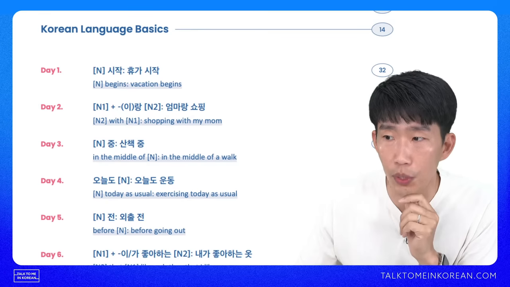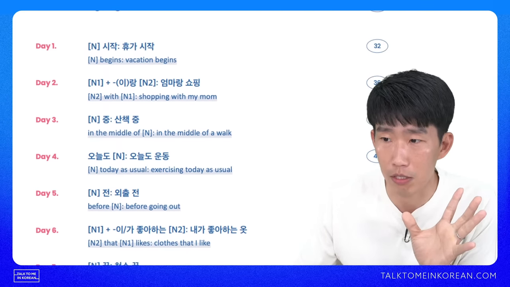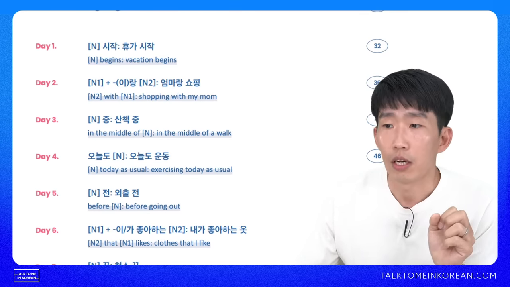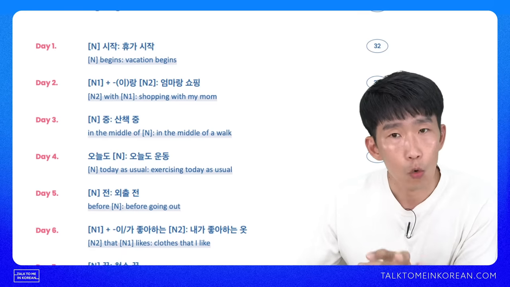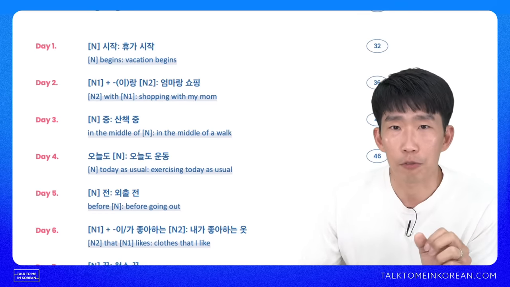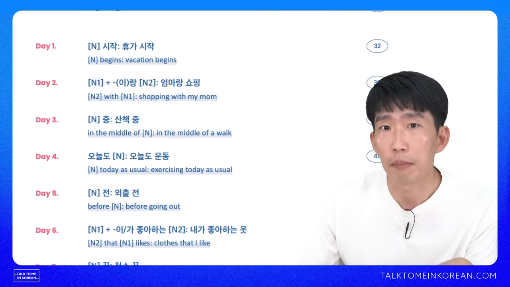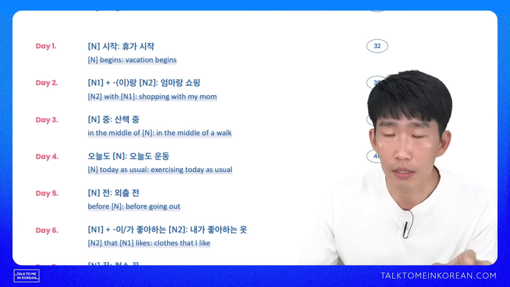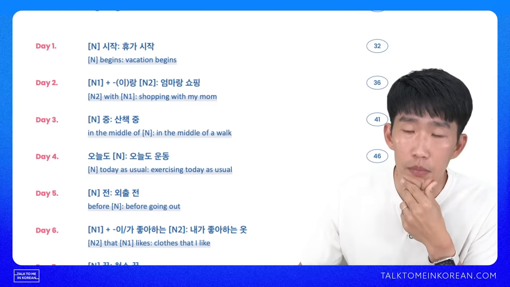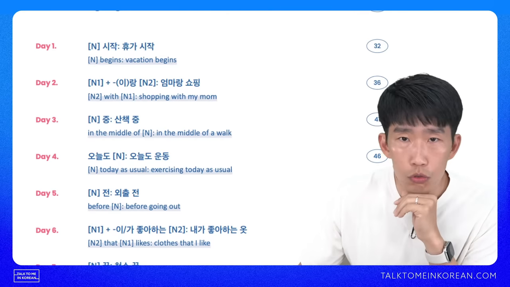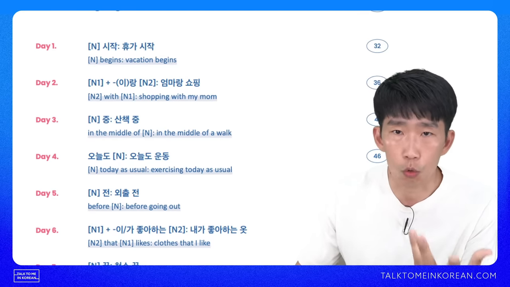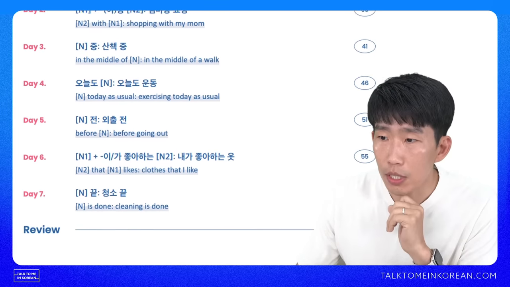And day two, we wanted to start with the easiest ones. We're going to talk about this in detail. When you are doing something with someone, you can simply add 이랑 after the person's name or pronoun or title, so-and-so-랑, and then you have another noun, shopping, 공부, 운동. Shopping is shopping, 운동 is exercise, 공부 is studying. So you get the idea.